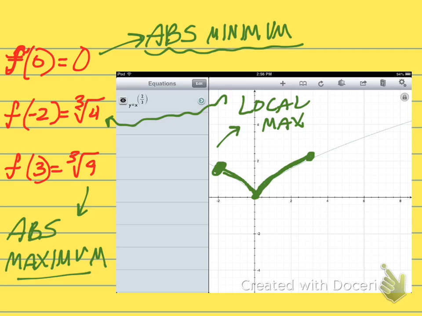So we also have a local maximum happening at -2, and the local maximum is equal to the cube root of 4. This has been a problem that explains finding extrema, the process of using the first derivative to find mins and maxes. Hopefully this has helped if you're having a little trouble with it.